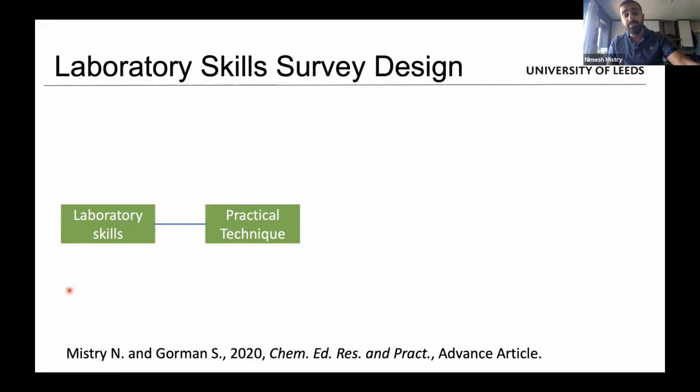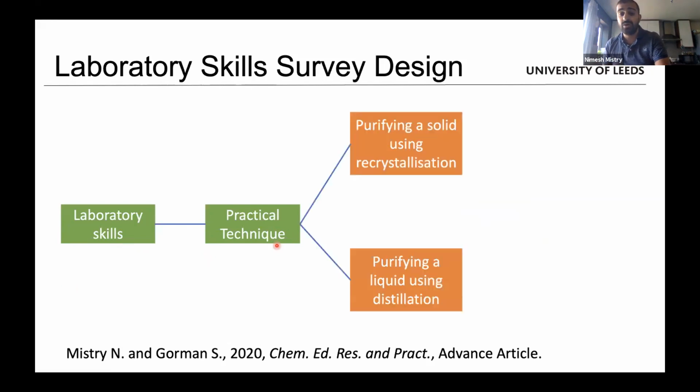So in the laboratory skills survey, there were multiple areas. I mentioned practical skills was one of the areas in which we were trying to measure. Practical techniques was one of the areas in which we wanted to measure how well students have developed their various practical techniques. So one of the things we did is we split this down into various different particular lab skills. There were 6 in total, but I'm just showing 2 here for simplicity. Purifying a solid by recrystallization, purifying a liquid using distillation.